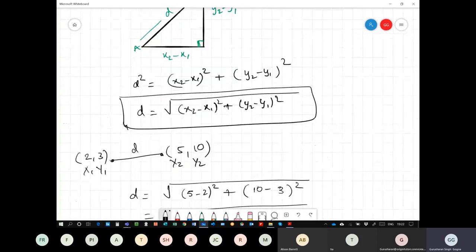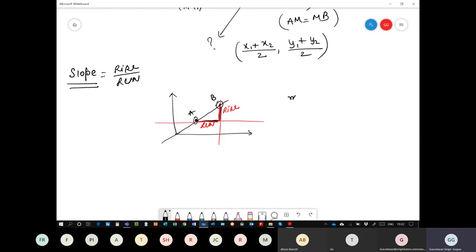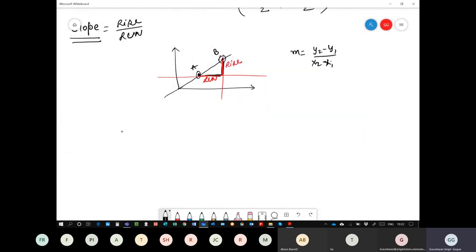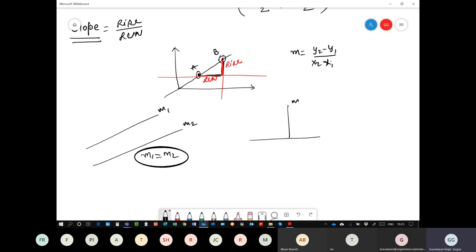Now, there are two special cases. Two lines can be parallel or two lines can be perpendicular. If two lines are parallel, it means their slopes are the same. If two lines are perpendicular, then the product of their slopes must be -1. You can write it down like this, or you can write it down like that.